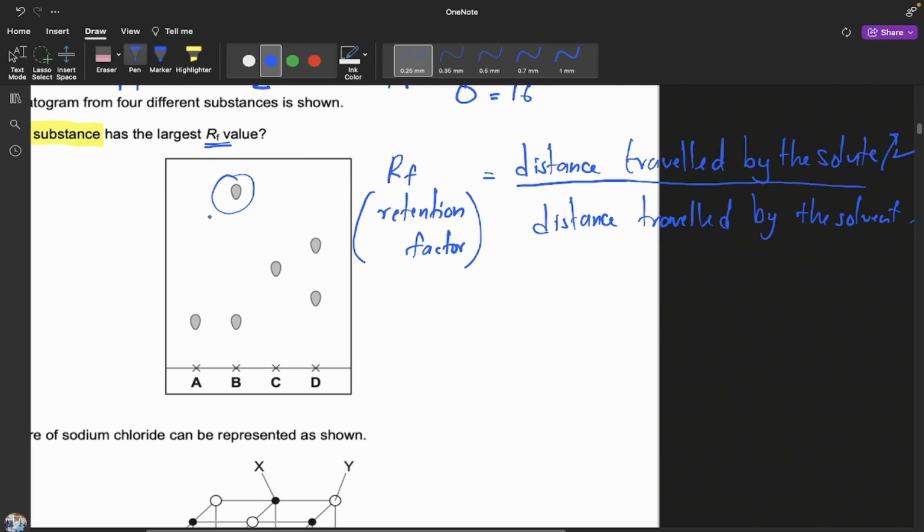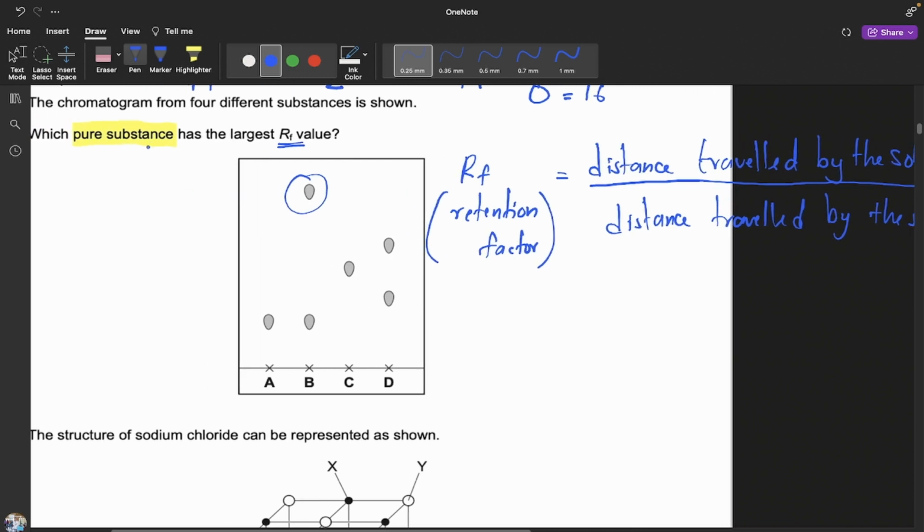But B is the wrong answer. Why? They are talking about pure substances. In B, there are two substances. This is 1 and this is 2. In D also it's the same. There are two substances. So B and D cannot be taken as the answers. A and C can be taken, and among them C has moved this distance. So the answer is C.